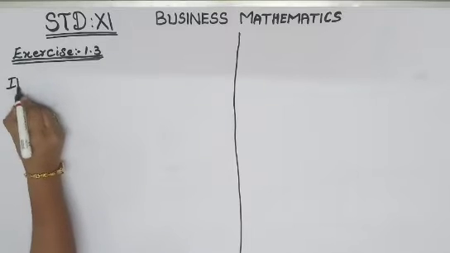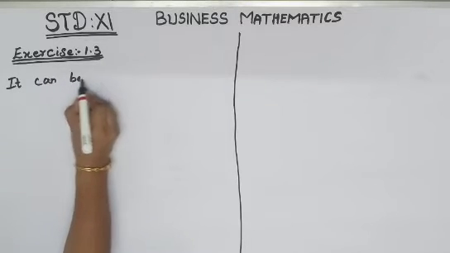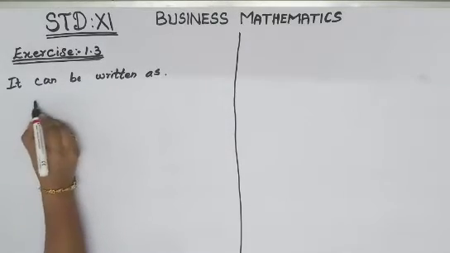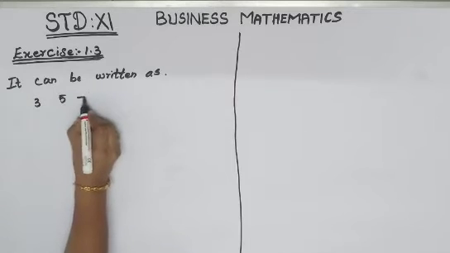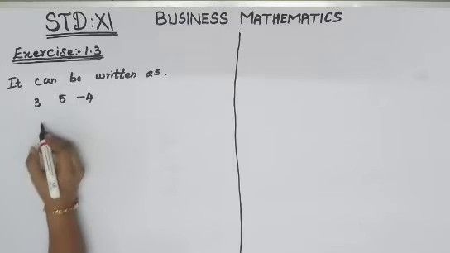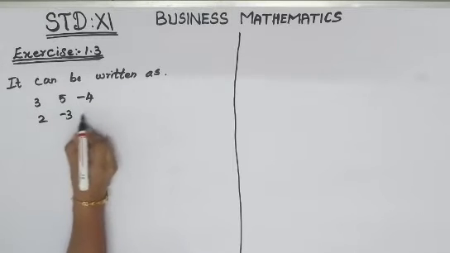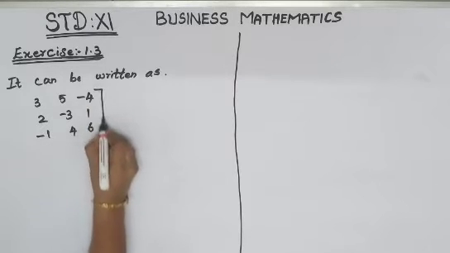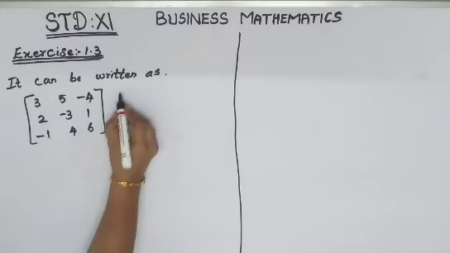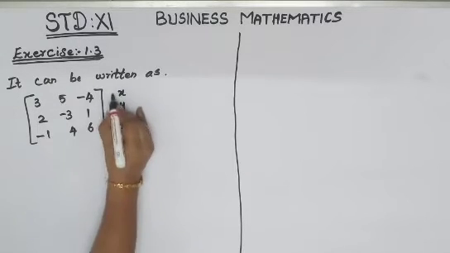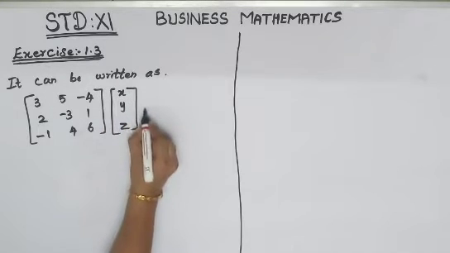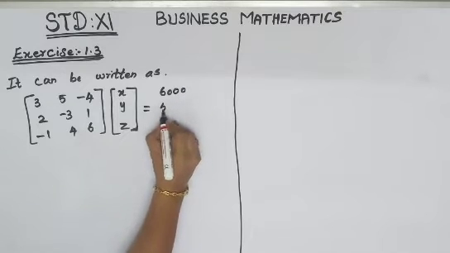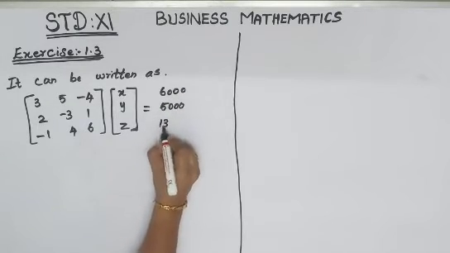It can be written as (3, 5, minus 4). This is from your first equation. Then (2, minus 3, 1). This is from your second equation. Then (minus 1, 4, 6). So this will form a 3 by 3 matrix. X, Y, Z will be your variables over there. And that is equal to your constants. You will have to write 6,000, 5,000, 13,000.